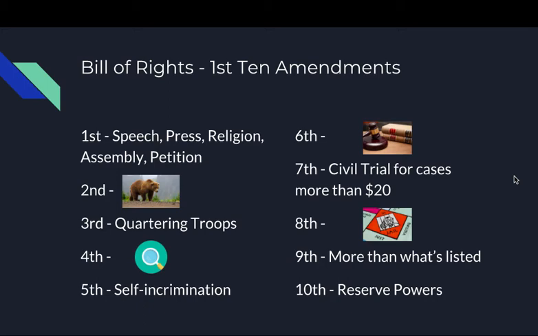In suits at common law where the value in controversy shall exceed $20, the right of trial by jury shall be preserved, and no fact tried by a jury shall otherwise be re-examined in any court of the United States than according to the rules of the common law. Okay, so civil, you get a civil trial for Amendment 7. Amendment 8, bail and punishment.